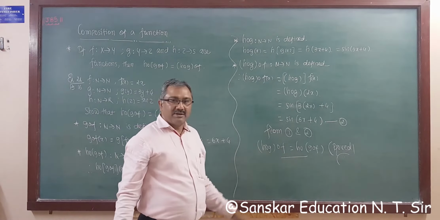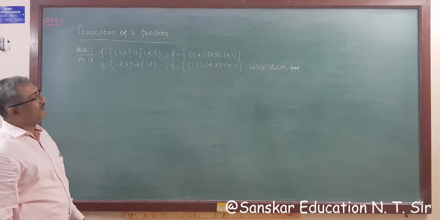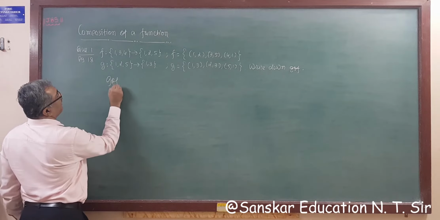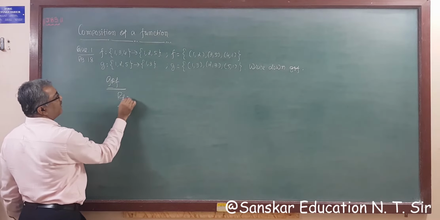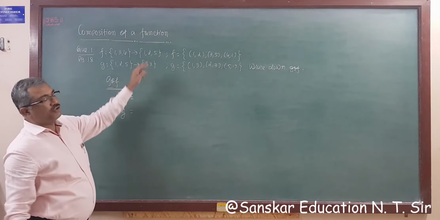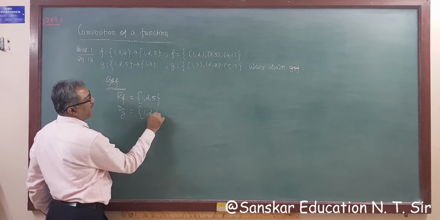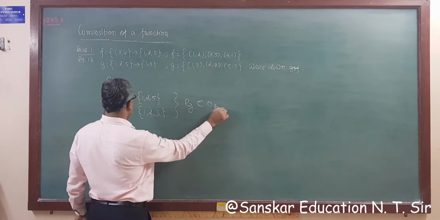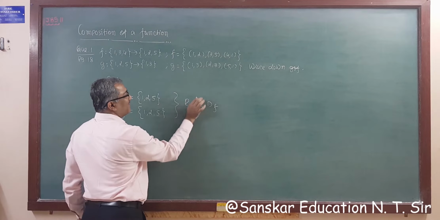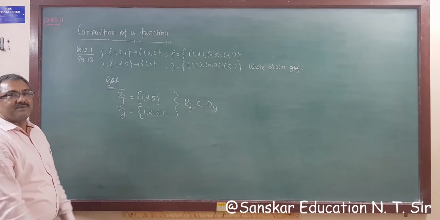Question number 1, page 18. Given f and g, we have to find g over f. For g over f, what do we require here, right? Range of f and domain of g. So range of f is 1 to 5, and domain of g is again 1 to 5, right? That means range of f is a subset of domain of g.